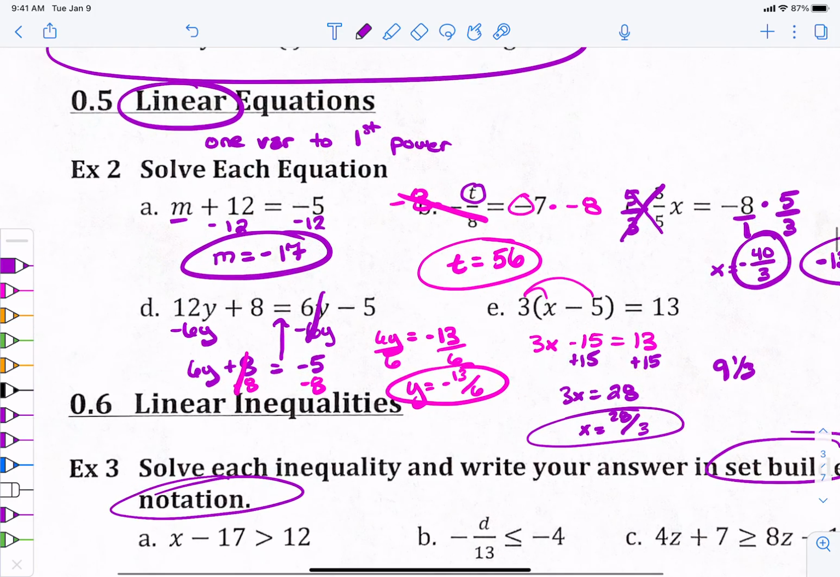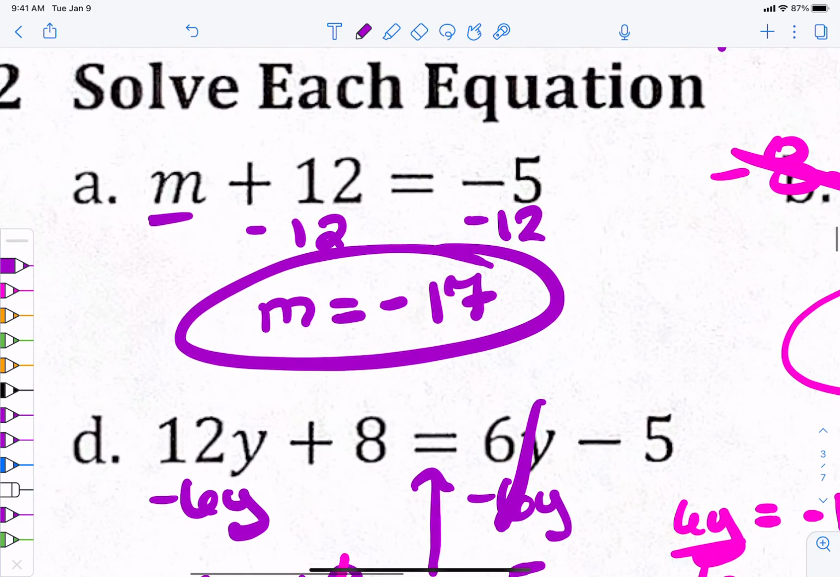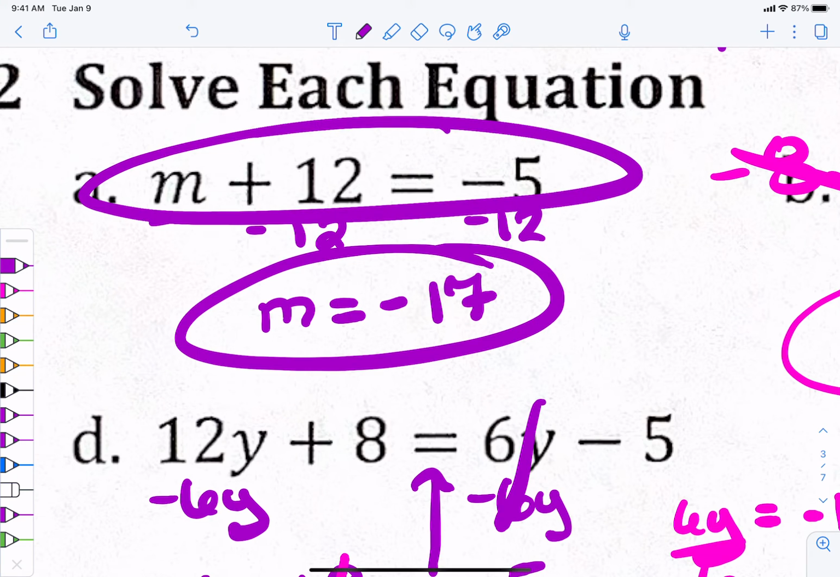Let's go back up to here, and let's talk about A for just a second. We got negative 17 as an answer for A, and what that means is that this statement right here, m plus 12 equals negative 5, is only true if m is negative 17. Does that make sense? That statement is only true if m is equal to negative 17, okay?